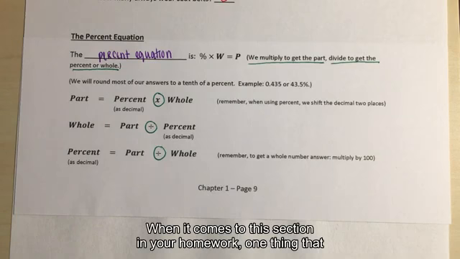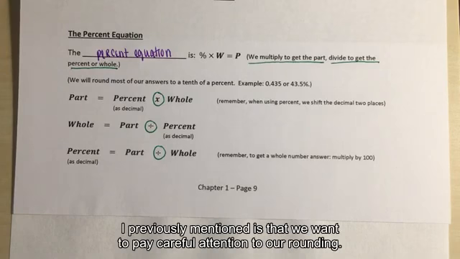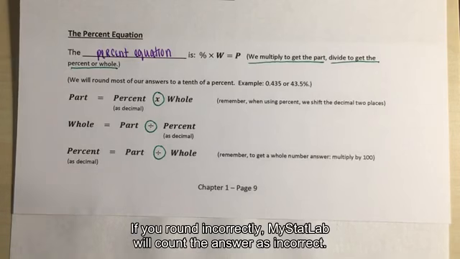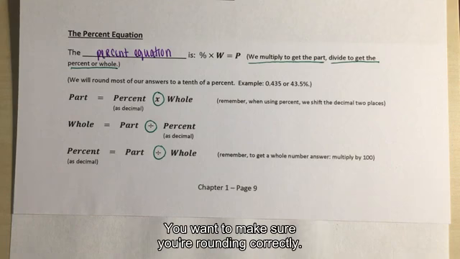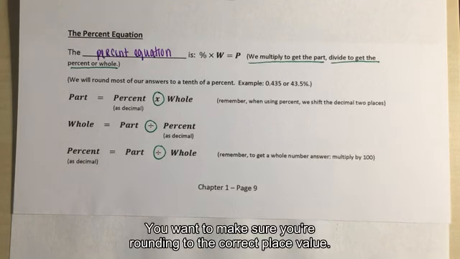When it comes to this section in your homework, one thing that I previously mentioned is that we want to pay careful attention to our rounding. If you round incorrectly, MyStatLab will count the answer as incorrect. So you want to make sure you're rounding correctly. You want to make sure you're rounding to the correct place value.